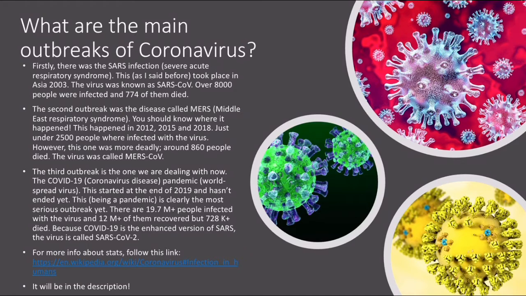Now, the third outbreak is the one that we're dealing with right now. The COVID-19, which just basically means coronavirus disease, pandemic, and pandemic means world-spread virus. This started at the end of 2019 and hasn't ended yet, if you're watching this in August 2020, which is the time this video has been released. Anyway, this being a pandemic is clearly the most serious outbreak yet. There are 19.7 million people infected with the virus and 12 million of them recovered, but 728,000 of them didn't make it.